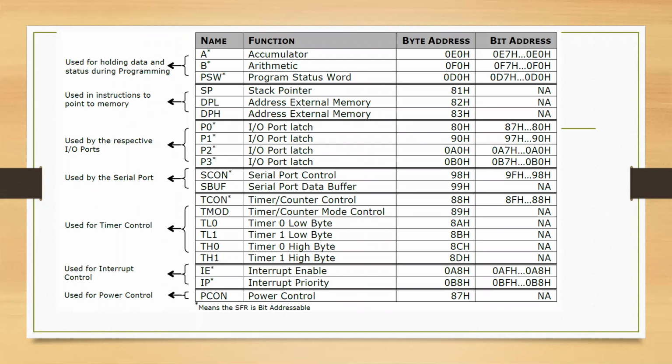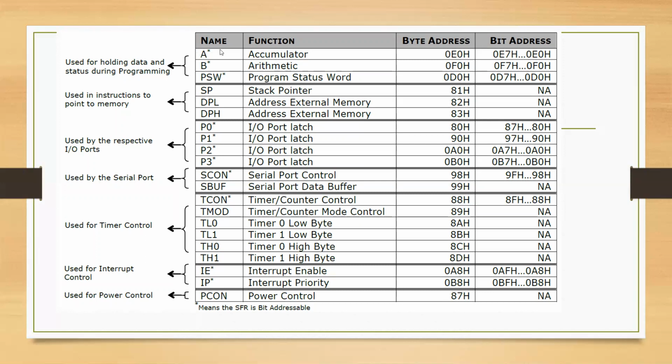We know we have 21 special function registers in the 8051 microcontroller. Some of them are bit addressable special function registers. The ones marked with a star here are bit addressable, which means there is a separate address for each bit of the register. The bit addressable special function registers are A, B, PSW, port registers P0, P1, P2, P3, TCON, SCON, IE, and IP.